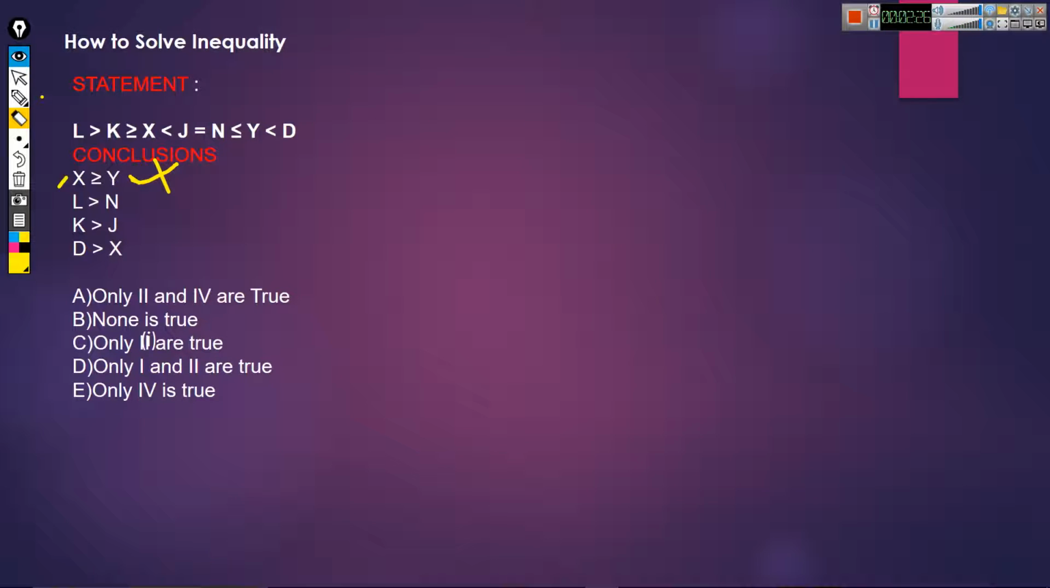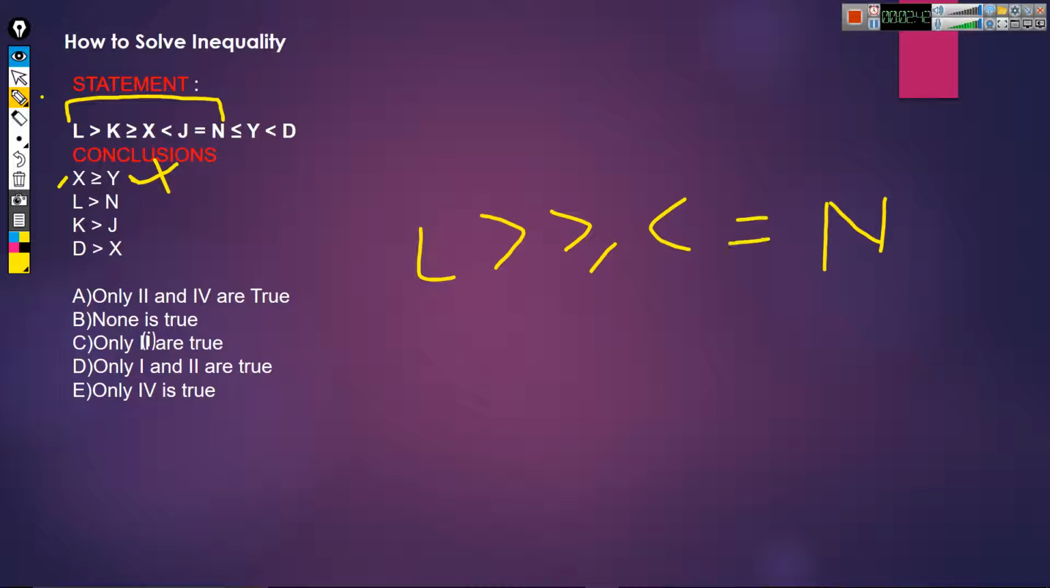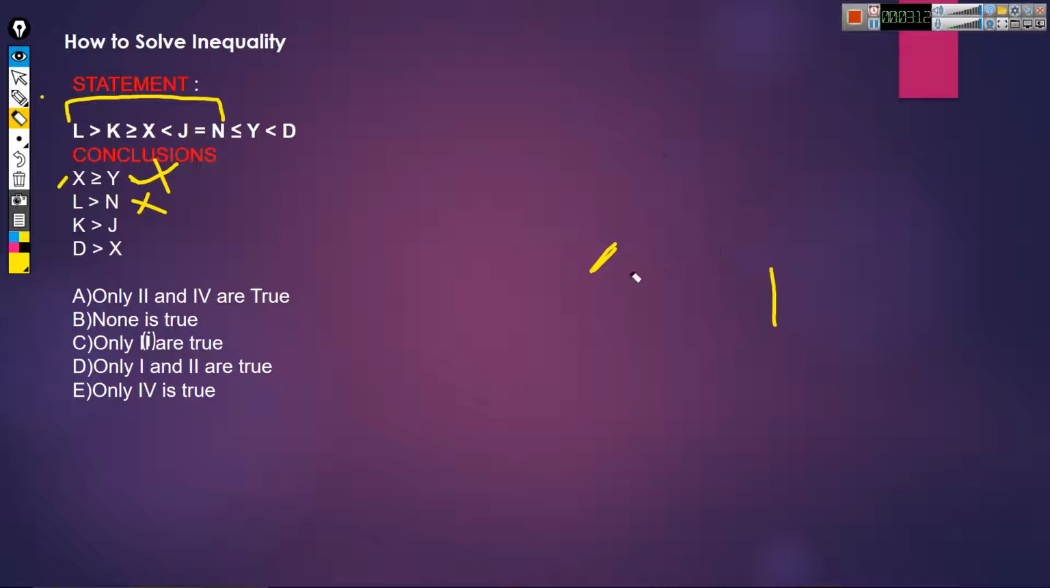Move to the next conclusion. L is greater than n. We have to go from L to n. Write all symbols between L and n: greater than equals to, less than equals to. Again, you have to ignore equals to. What is the common sign? No sign is common. It means the conclusion is wrong. And one more thing, if you find opposite signs, like greater than equals to and less than, greater than and less than, then you don't need to find a common sign. This conclusion will be 100% wrong. So you need to remember, you need to find the common sign, and that common sign will be the answer.